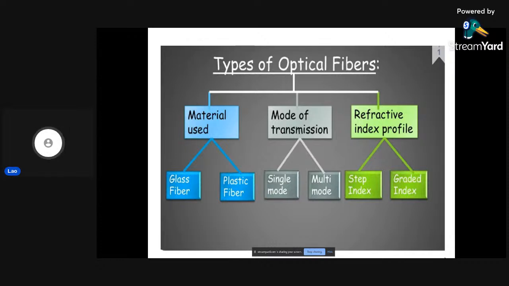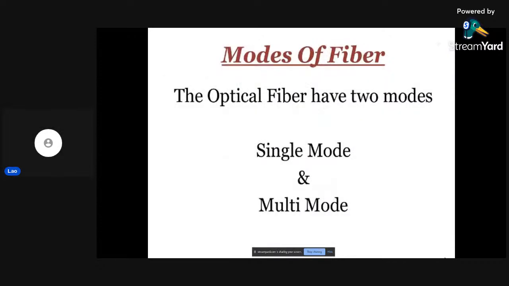For mode of transmission, we have single mode and multi-mode. And then for refractive index profile, we have step index and graded index. So, modes of fiber: the optical fiber has two modes. We have single mode and multi-mode.